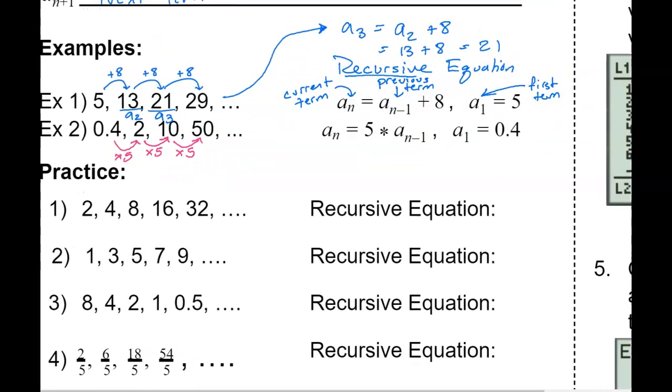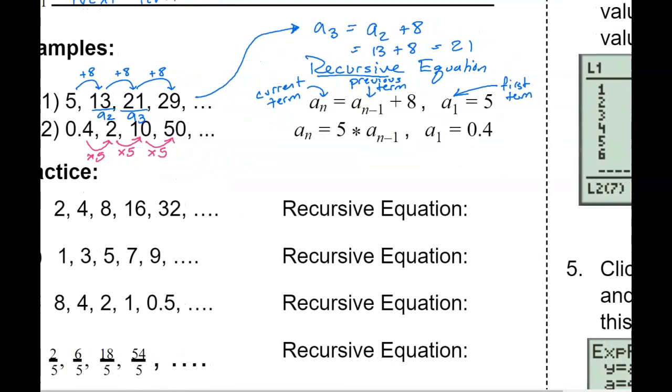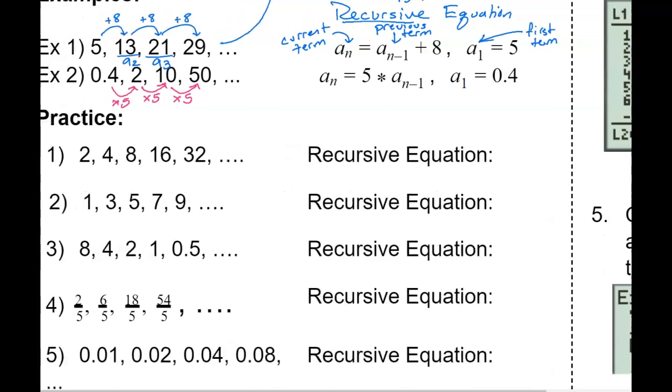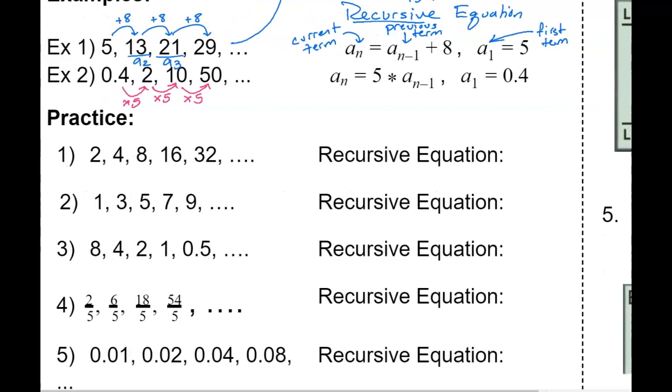So let's actually try it instead of just looking at those examples. We have 2, 4, 8, 16, 32. What pattern do you see? It's times what now? 2. We're multiplying by 2 every time. So how do I start off writing my recursive equation?